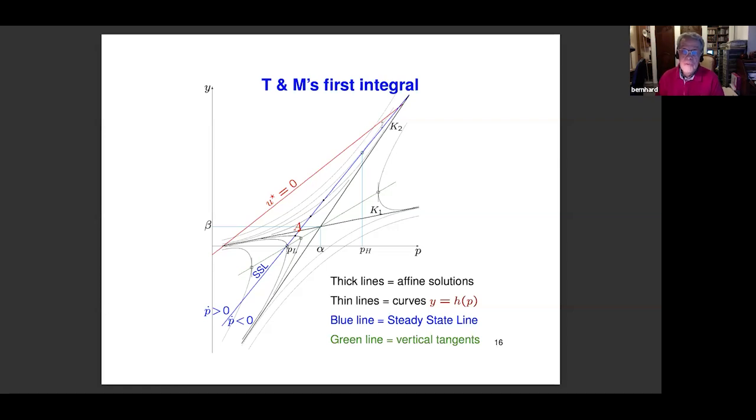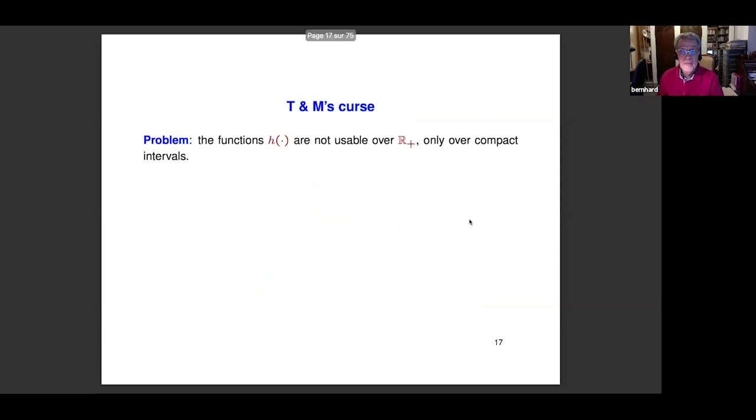Therefore, although these lines define a function y equal h of p over the whole axis further right to the point u equals 0, still you can use them only in a compact interval. So this is a problem now. The curves coming from the first integral found by Tsutsui and Mino are usable only over a compact interval of the axis R plus.